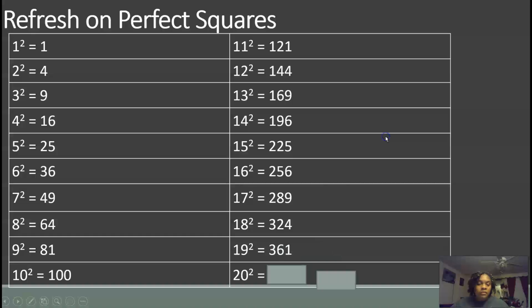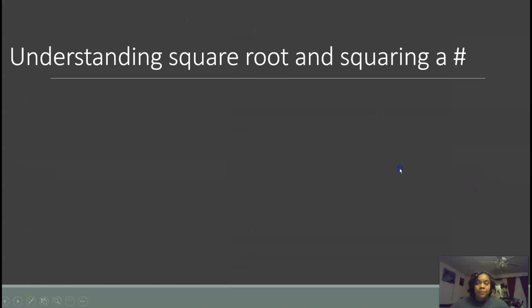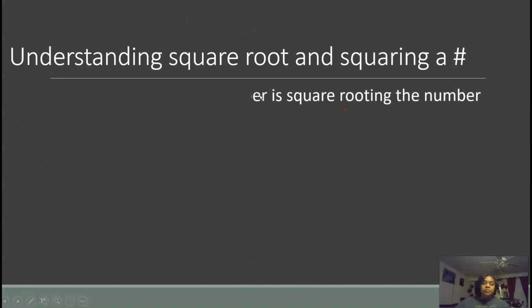Once again, pause the video, take pictures so you can have this. This is important information, not just for middle school, but it will take you into high school as well. These are all perfect squares. When you take the number and you multiply it by itself, and you get a product, that product is a perfect square. Okay.